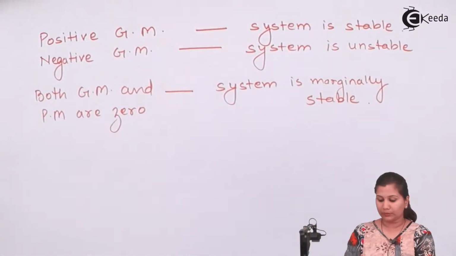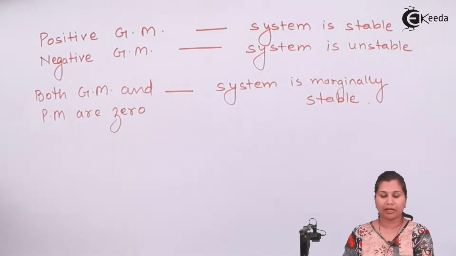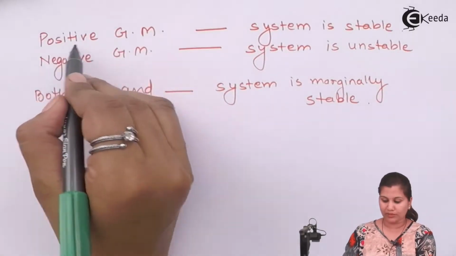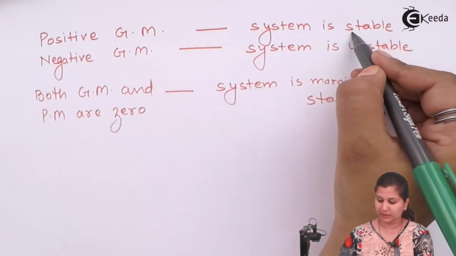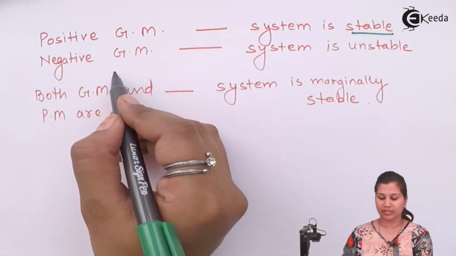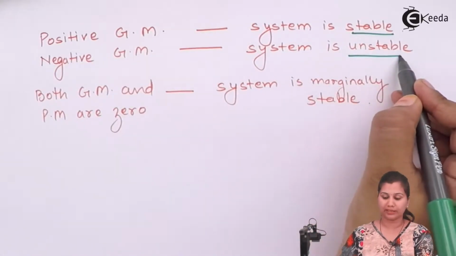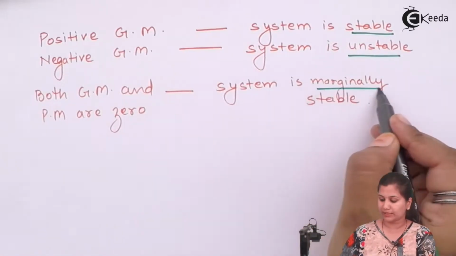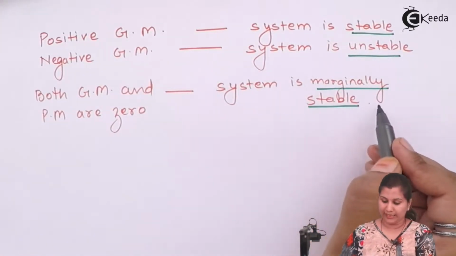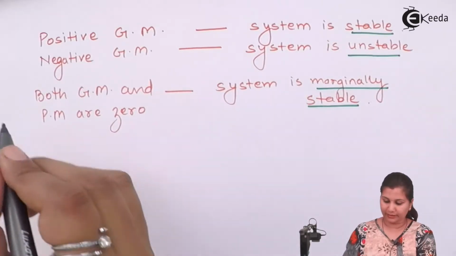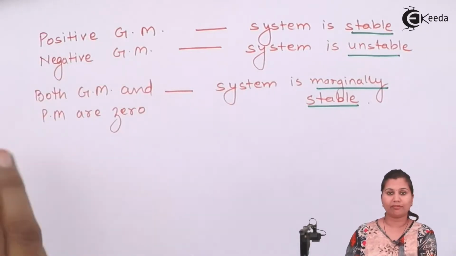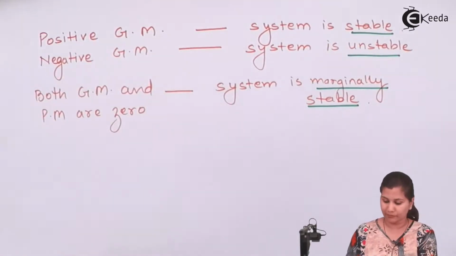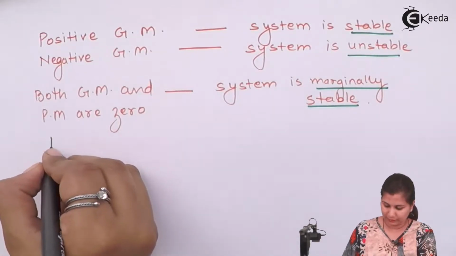Okay, so how is stability defined by gain margin and phase margin? If a positive gain margin is there, then the system is stable. If a negative gain margin is there, then the system is unstable. And if both gain margin and phase margin are zero, then the system is marginally stable. Let's draw the gain margin and phase margin, and see how they can be calculated when we draw the Bode plot for the system.